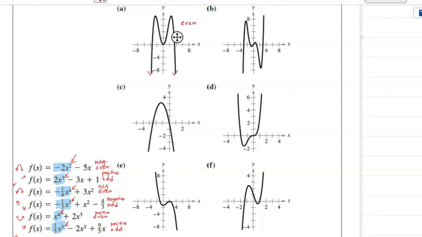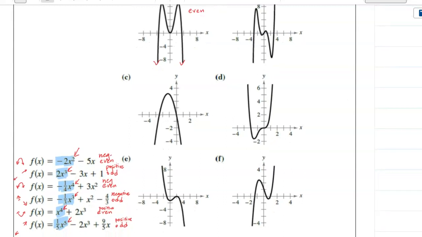Okay, so I know that this is even. This is going to be even, and it's going to face down. So it could either be the two that I drew. It could either be x to the fourth plus 2x cubed, or it could be negative 1/4 x to the fourth. I'm going to go ahead and unhighlight this. That's going to be even, but there's another one here, right here. I'm going to try to unhighlight these. I can kind of separate them out. That one and that one.